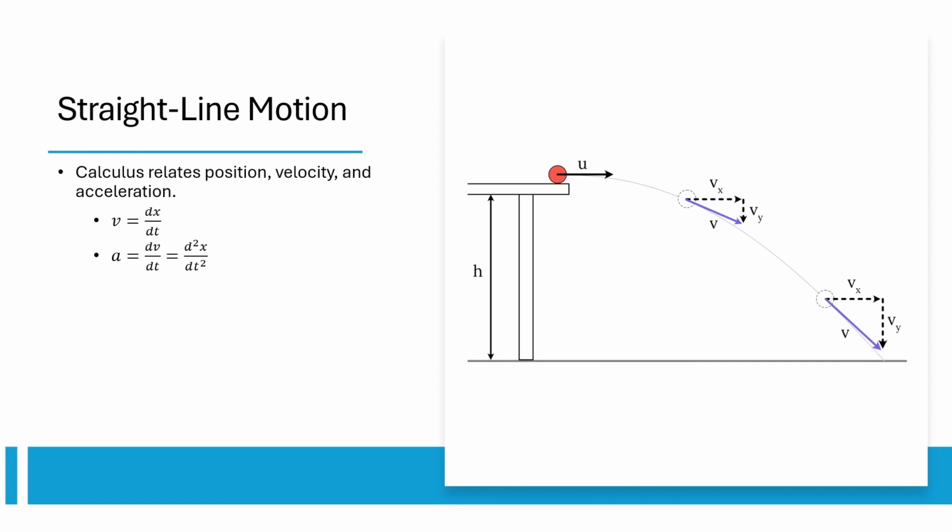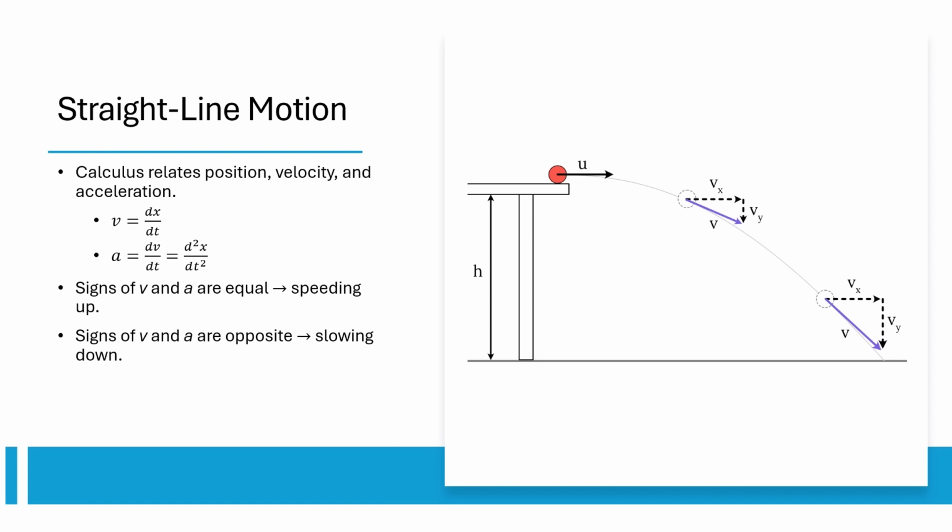In motion problems, we track position, velocity, and acceleration. Velocity is the derivative of position, and acceleration is the derivative of velocity or the second derivative of position. When the signs of velocity and acceleration are the same, the object is speeding up, and when they're opposite, a particle is slowing down. Note that when velocity switches signs, the particle changes direction.